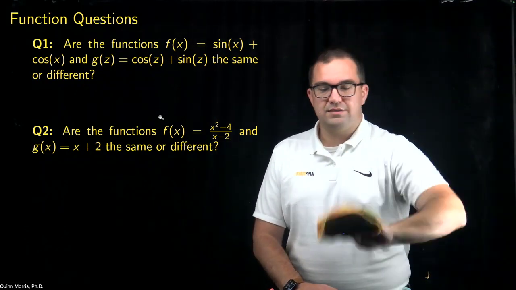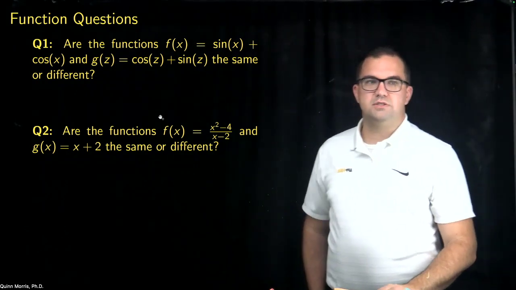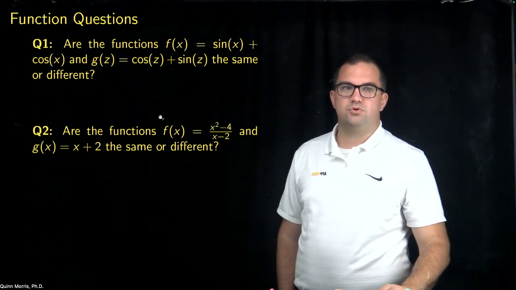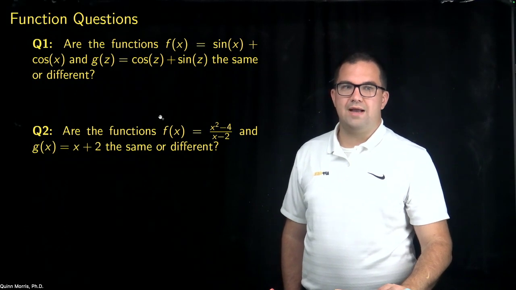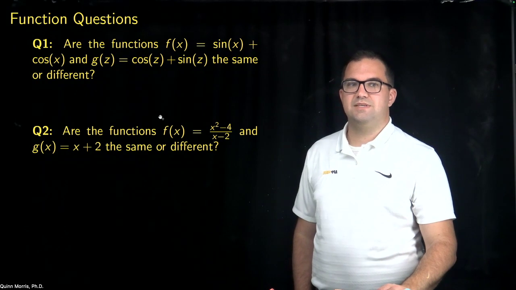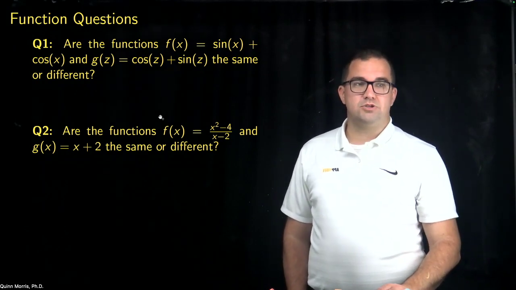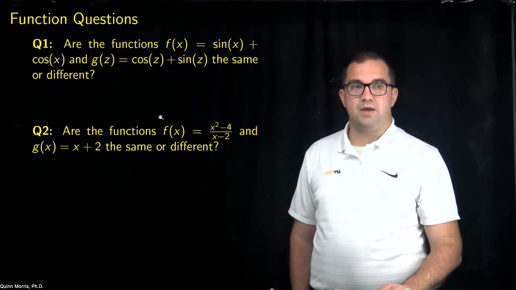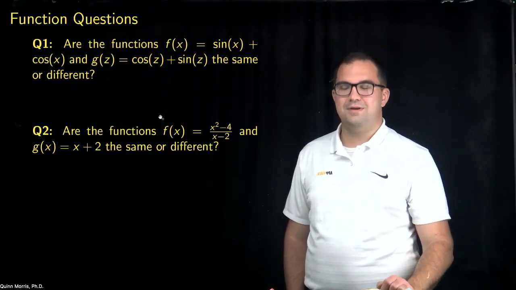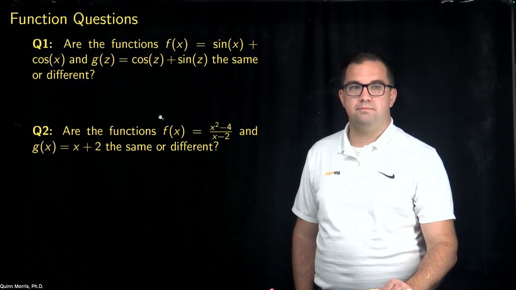All right, now let's move on to our second question. Are the functions f of x is equal to x squared minus 4 over x minus 2 and g of x is equal to x plus 2 the same function or different functions? Again, if you're watching this, pause the video, take some time to think it over. And once you've had a chance to think it over, hit play again and we'll discuss this more in depth.